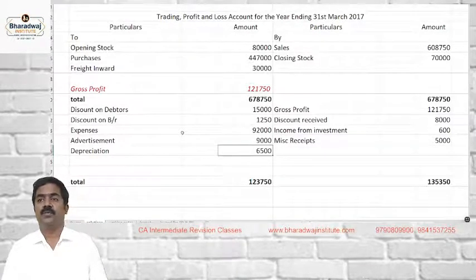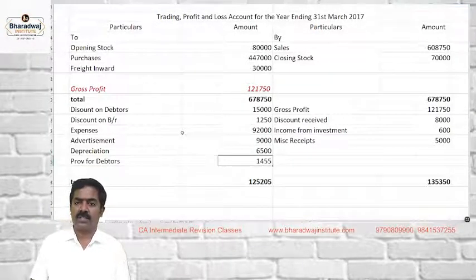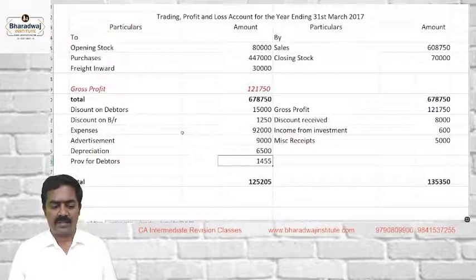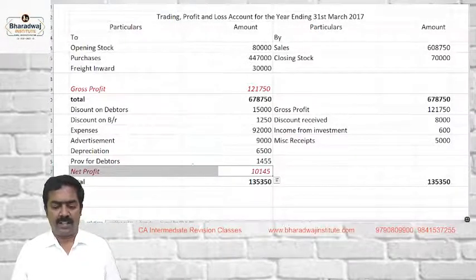Then provision for bad debts, how much percentage? 2% on the closing balance. You get net profit.